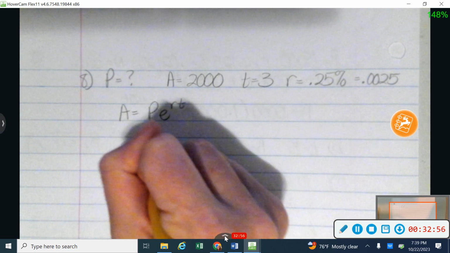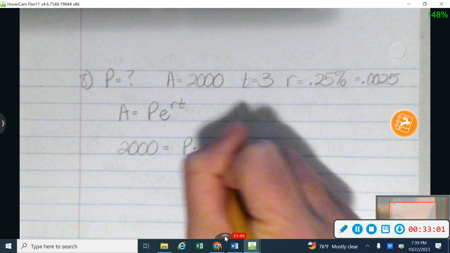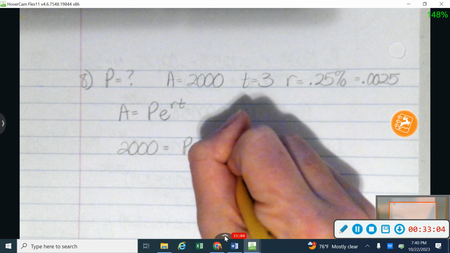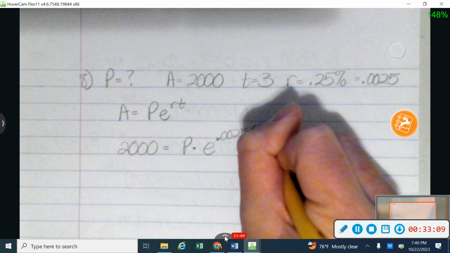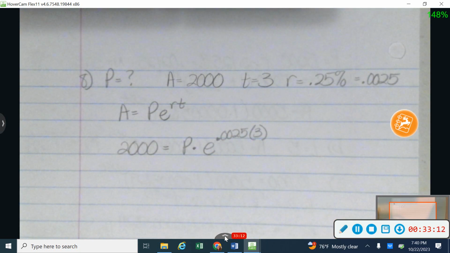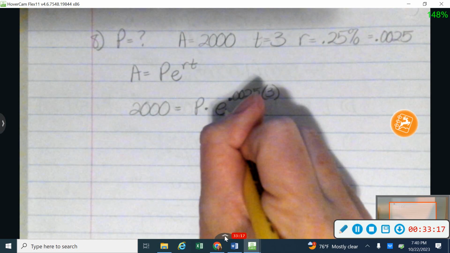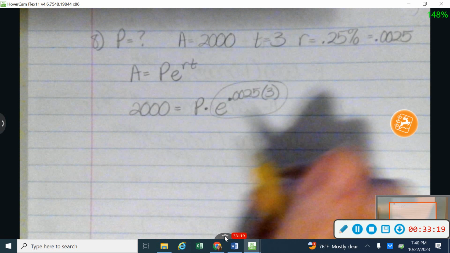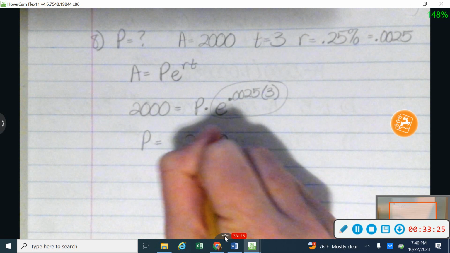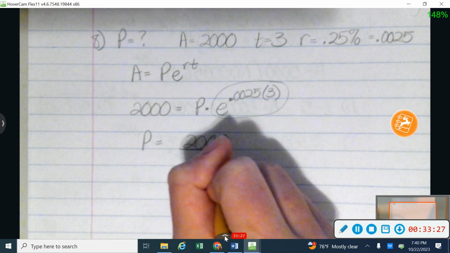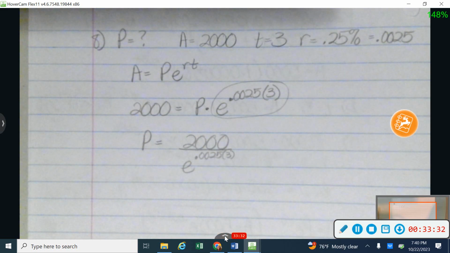We're going to plug in our 2,000. I'm looking for P. I'm going to put a little multiply in there to make a point in just a minute. e to the 0.0025 times t, which is 3 up there. All right, and I'm making the point here because I'm multiplying, I can really just divide over by all of this, so I didn't even have to use a log or a natural log on this one. I'm going to take my 2,000 and divide by e to the 0.0025 times 3 power.